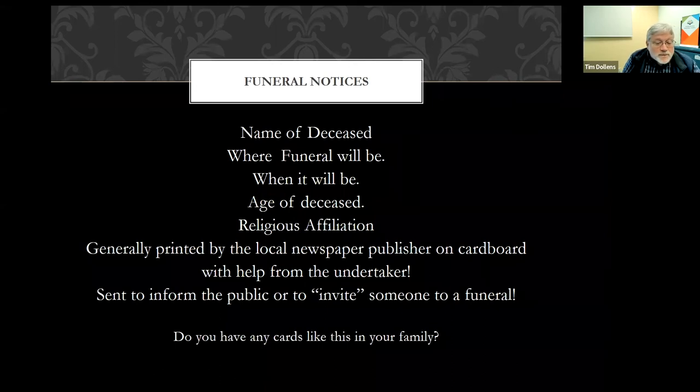And of course, these were sent to inform people to invite someone to the funeral, because again, a lot of newspapers were only weekly, and you wouldn't get that information out of the local paper until maybe after the fact. And of course, I always have a question: do you have any cards like this in your family?